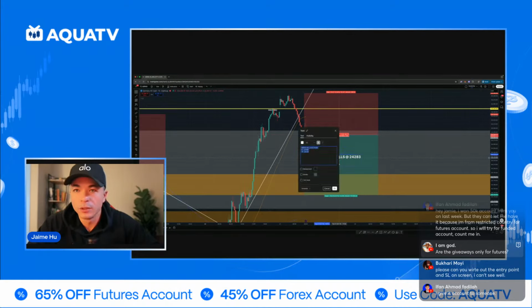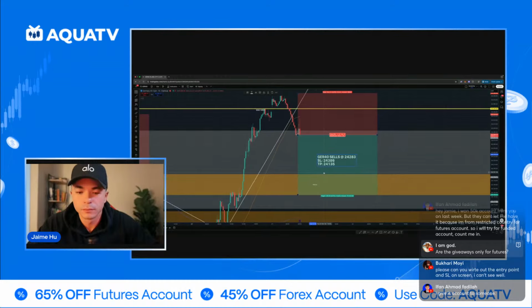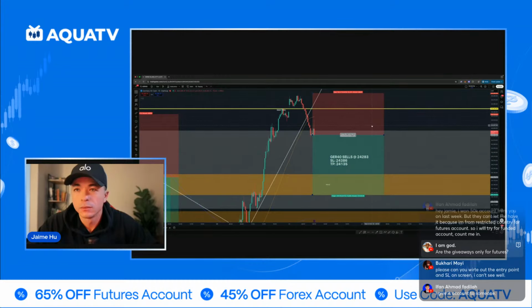Here's the entry point. Wowie. So yeah, just a really small trade, to be honest. But a 1 to 1.4 ratio.